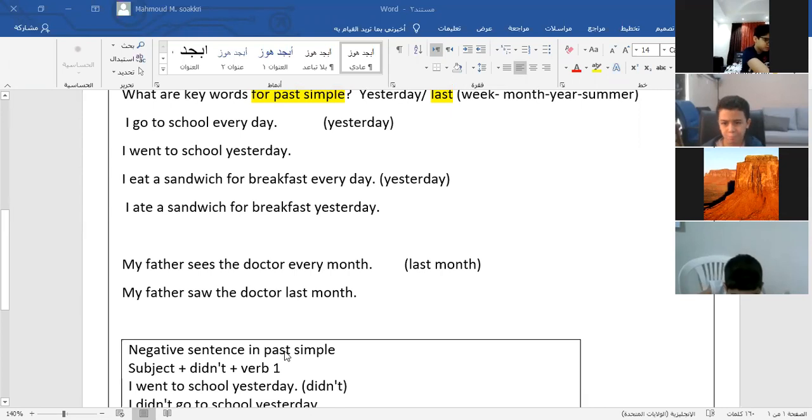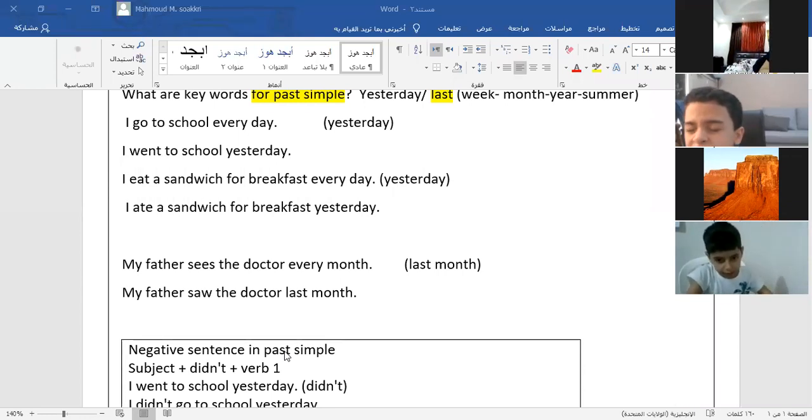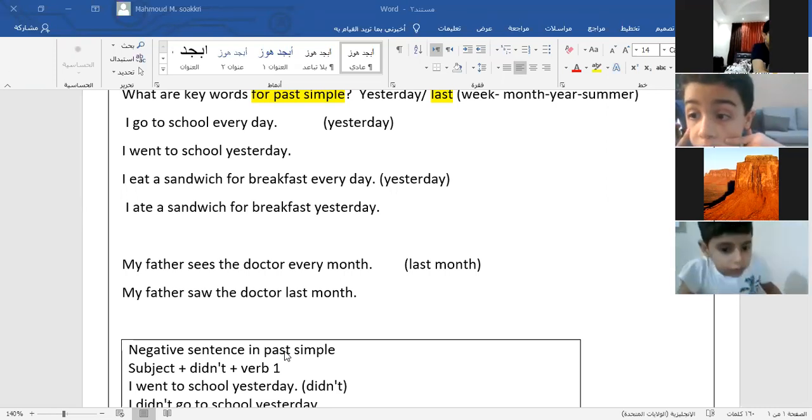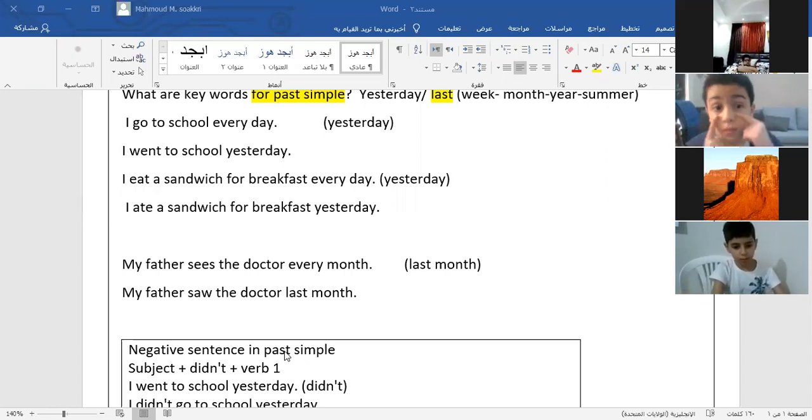For example, I went to school. Is it a negative sentence? No. Excellent. It is not negative. What about this? I didn't go to school. Is it a negative sentence? Yes. Does it mean yes or no? It means no. The negative sentence means no. It means I didn't do it. Okay. Thank you very much, Mustafa Hani.